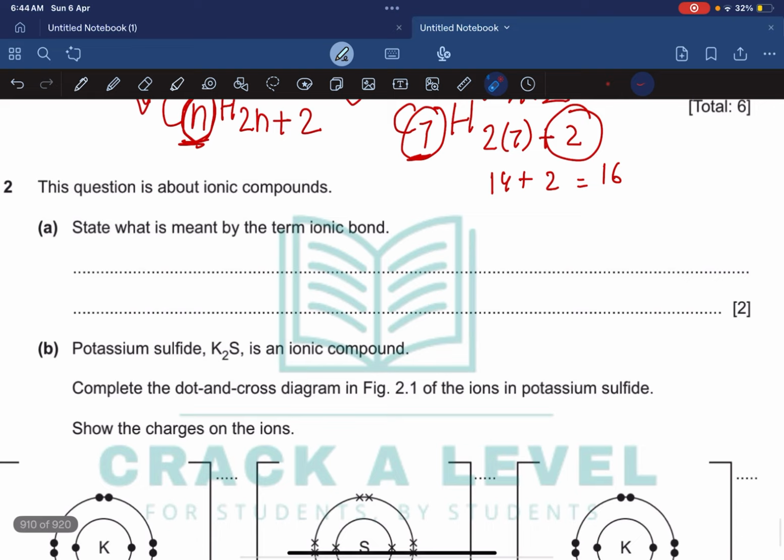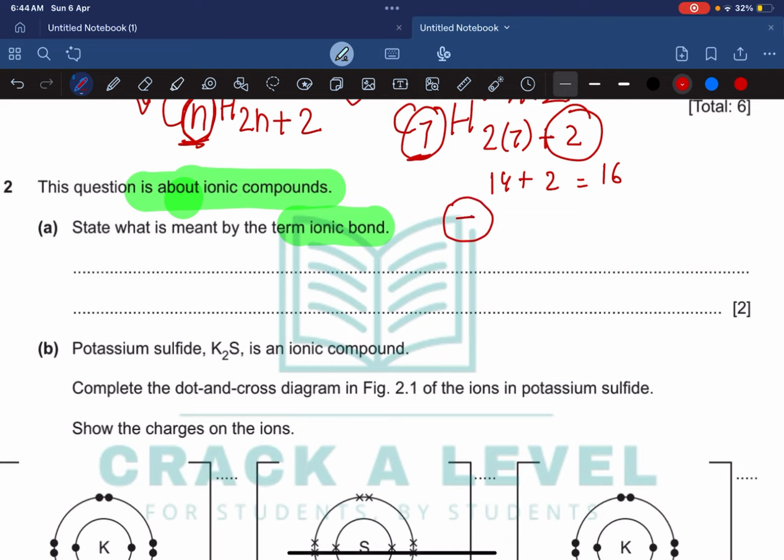Let's move on. This question is about ionic bonds. State what is meant by the term ionic bond. Now see, in ionic bonds you basically have positively charged ions and negatively charged ions, and these two ions are attracted towards each other by strong electrostatic, the word is very important, electrostatic forces of attraction which hold these oppositely charged ions together.